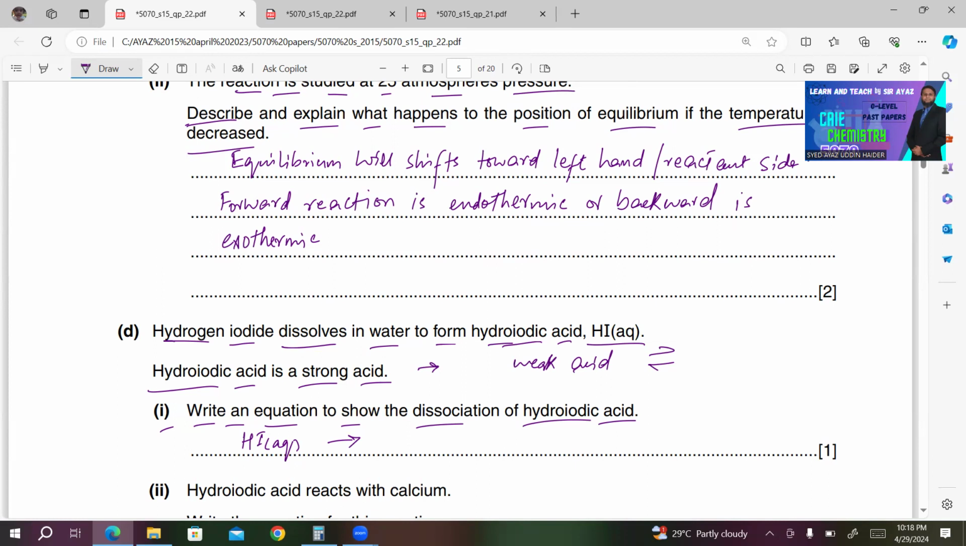So now I'm going to show the dissociation. You know, acids dissociate to give H positive ions. So I will write H+(aq) plus I-(aq).